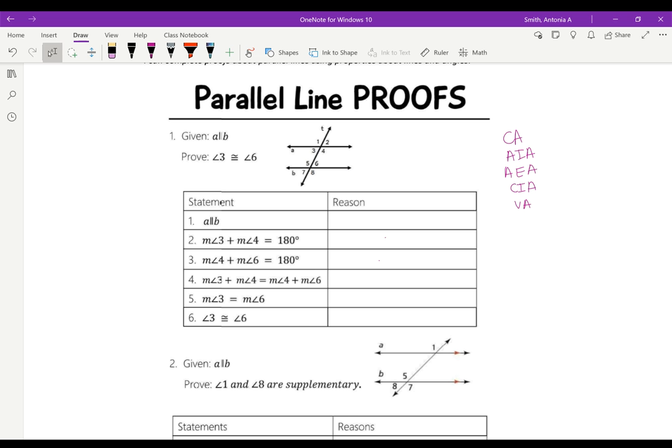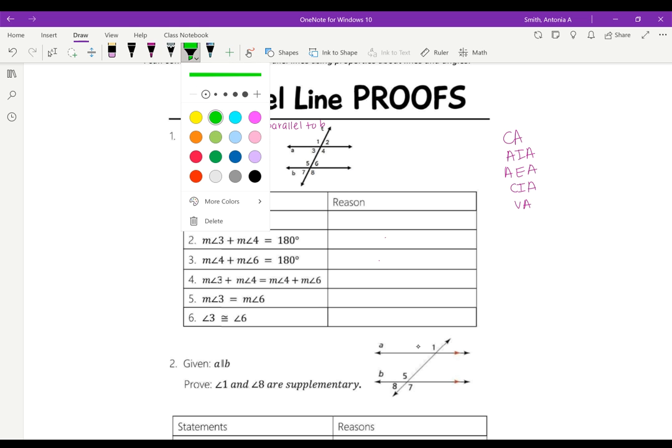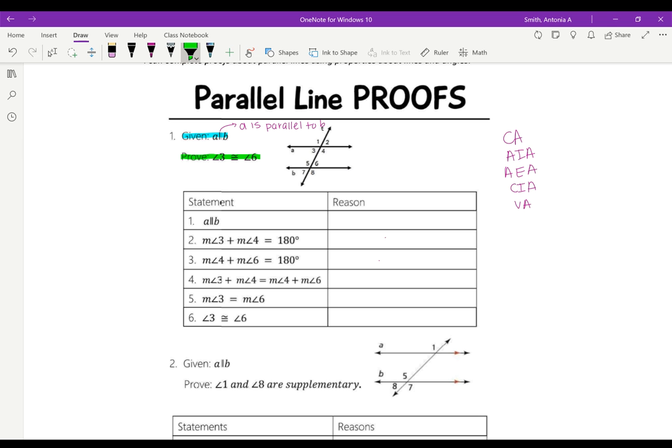Our first one, we are given the information that A, and that's a weird symbol, it looks like A, L, L, B. But if you remember back to 6.1b, this symbol right here means parallel. So what this is saying is we are given that A is parallel to B. That means A and B are parallel lines. And if you don't remember, parallel means they never intersect. Okay, so that's what we're given. They want us to prove that angle 3 is congruent, that's that symbol, to angle 6.